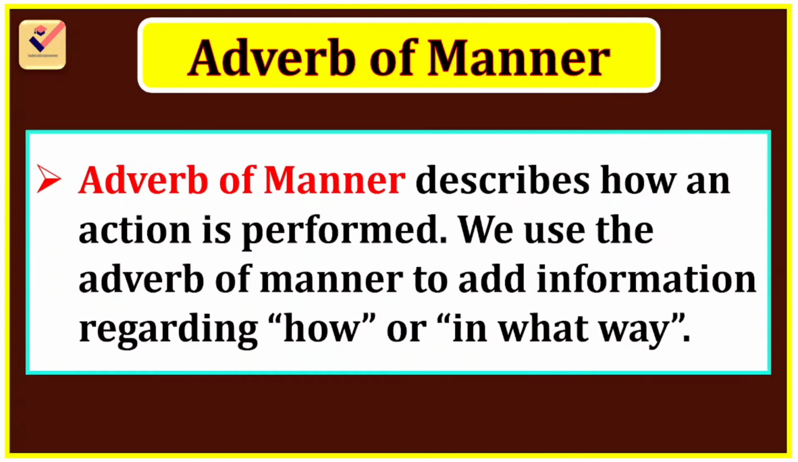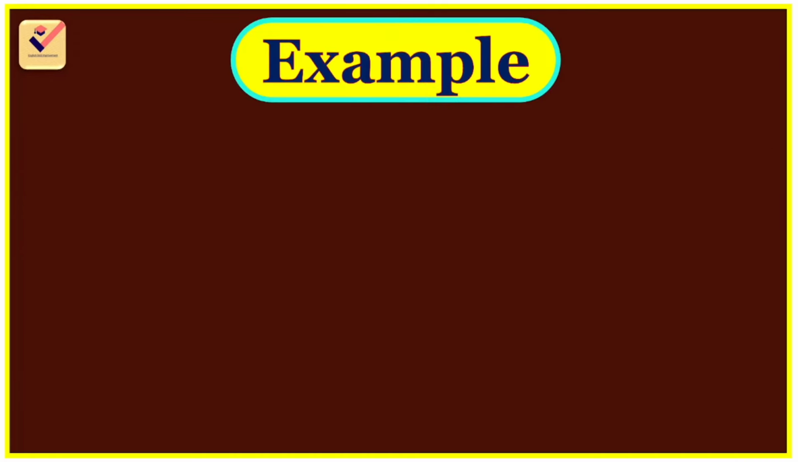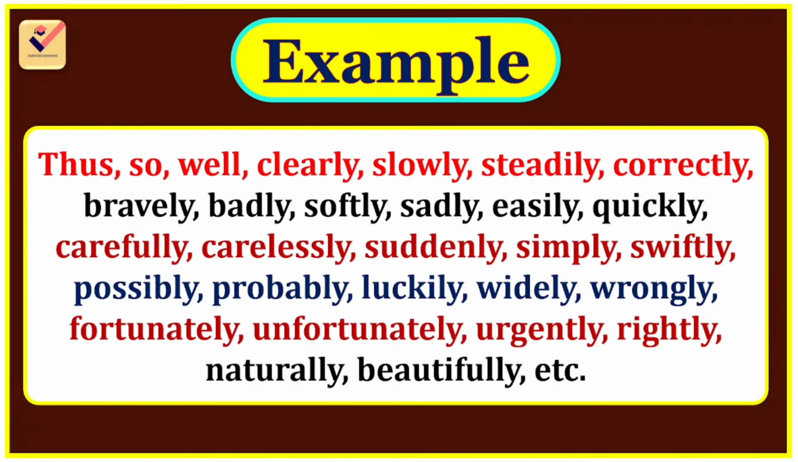Adverb of manner. Adverb of manner describes how an action is performed. We use the adverb of manner to add information regarding how or in what way. Examples of adverb of manner: so, well, clearly, slowly, steadily, correctly, bravely, badly, softly, sadly, easily, quickly, carefully, carelessly, suddenly, simply, swiftly, possibly, probably, luckily, widely, wrongly, fortunately, unfortunately, urgently, rightly, naturally, beautifully, etc.